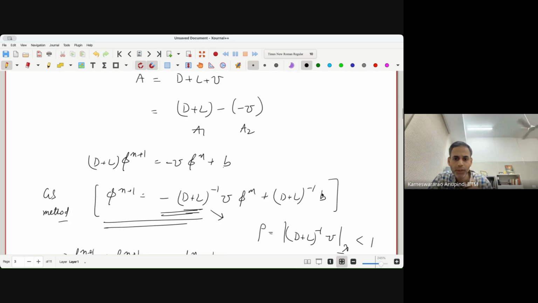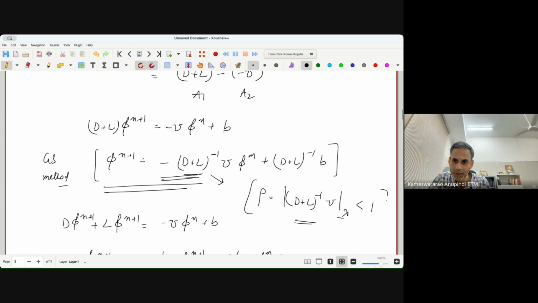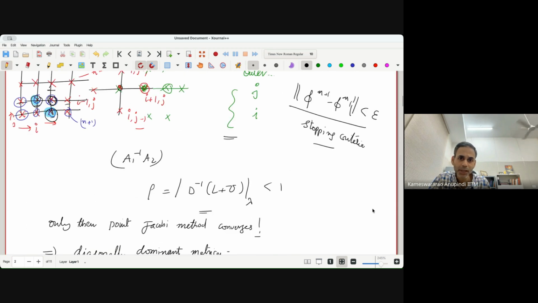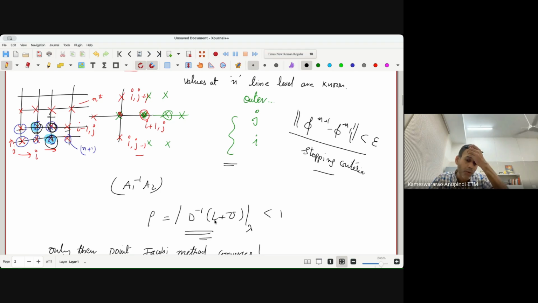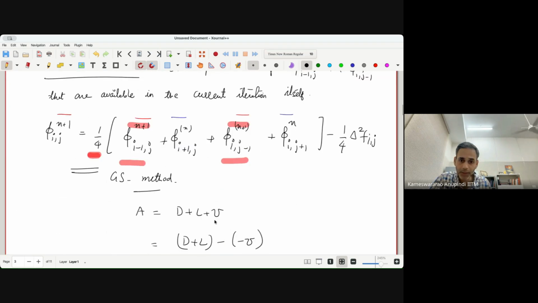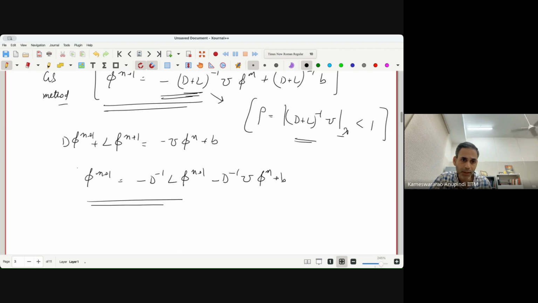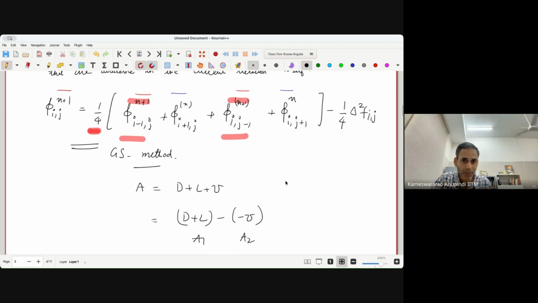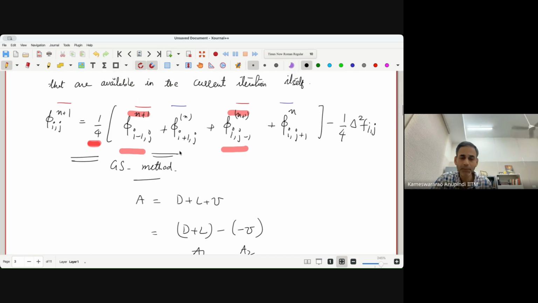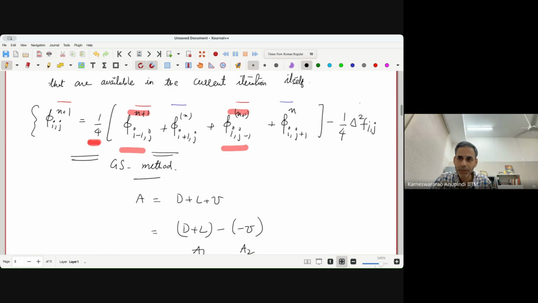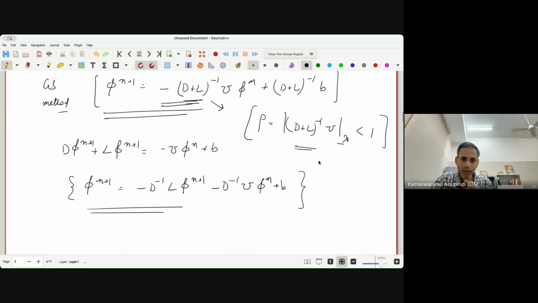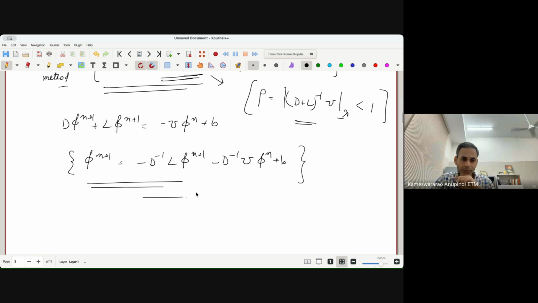So we can contrast this (D plus L) inverse times U with D inverse times (L plus U) that we have for the point Jacobi method. So it is kind of different from there. But this is only the theoretical construct in terms of how splitting this matrix into A1 minus A2 helps us in easily inverting it. But the implementation is actually on this expression. All right, so any questions so far?